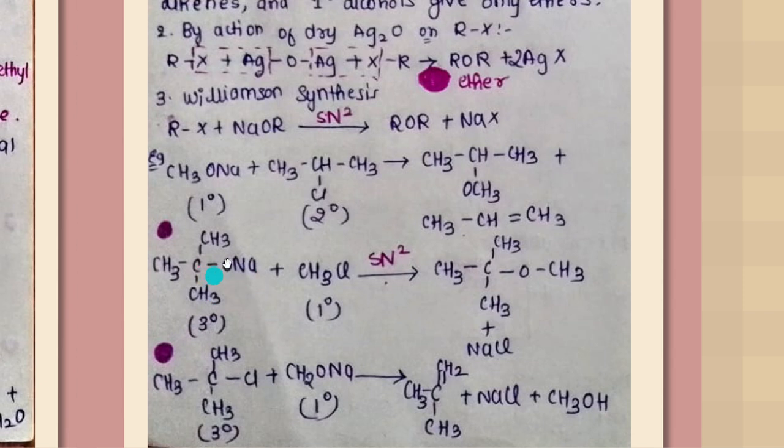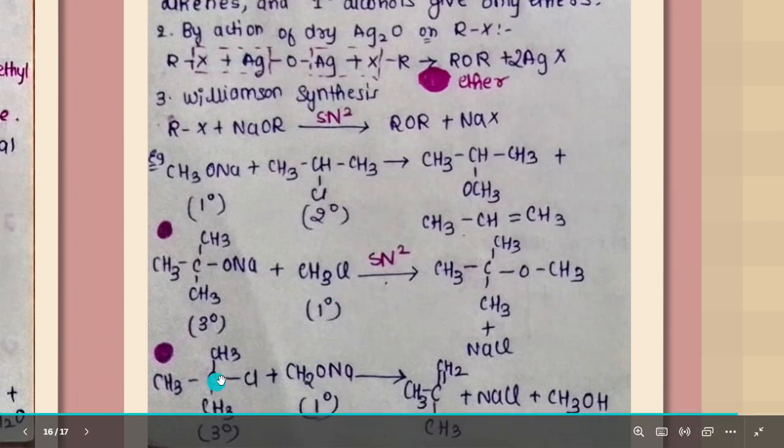Now if I take a tertiary alkyl group with ONa and a primary alkyl halide, it will undergo an SN2 reaction and give me (CH3)3COCH3 plus NaCl. Now one more example, vice versa: a tertiary alkyl halide with a primary alkyl group with ONa. Then I will get an alkene plus NaCl plus CH3OH. So you need to observe the difference between these two equations as well.